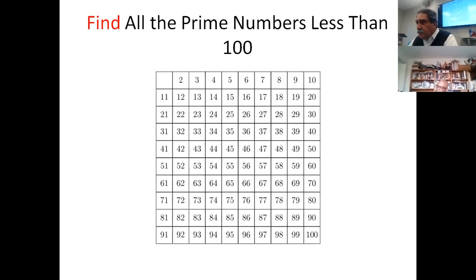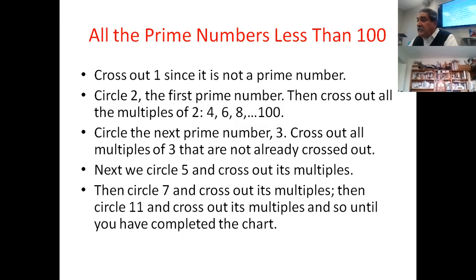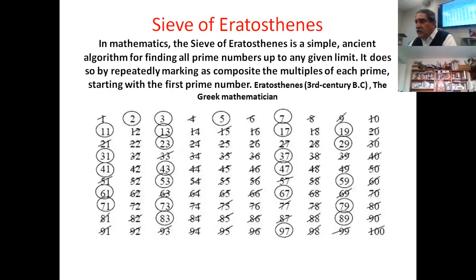Circle 2, which is the first prime number, because 2 can be divided only by itself and 1 with no remainder. Then cross out all the multiples of 2: 4, 6, 8, all the way to 100. Then do the same with 3, then 5, then 7, and keep going until you come to 11. When you do that, you get here.